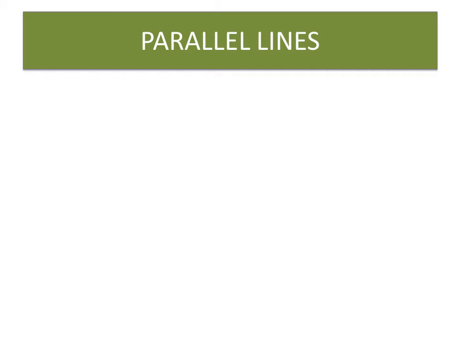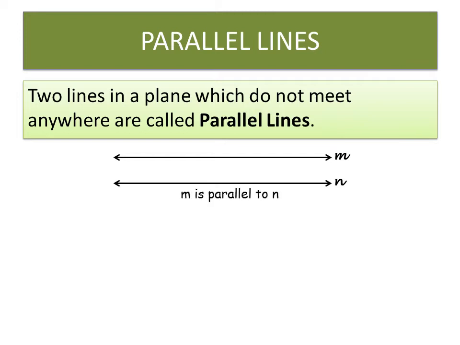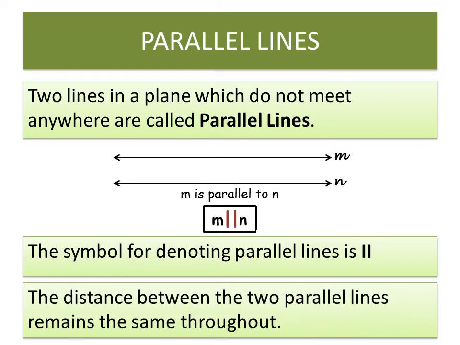The next is parallel lines. Two lines in a plane which do not meet anywhere are called parallel lines. If lines M and N are parallel to each other, we can write it as M is parallel to N, which is read as M is parallel to N. The symbol for denoting parallel lines is like this. The distance between the two parallel lines remains the same throughout. Hope you understand parallel lines.